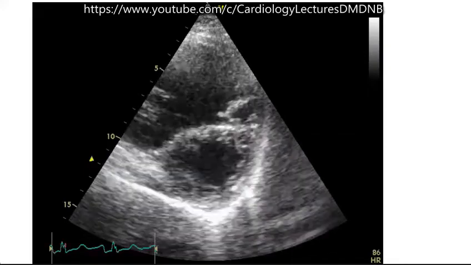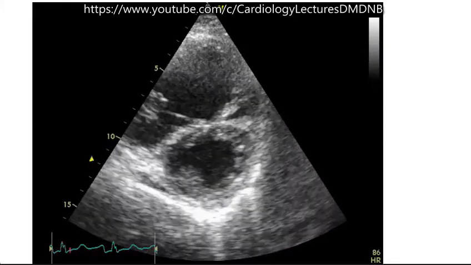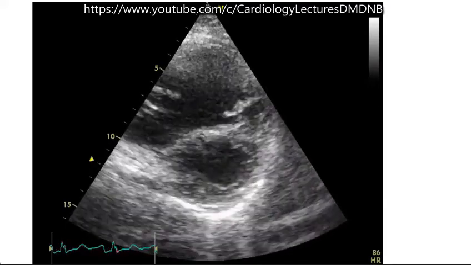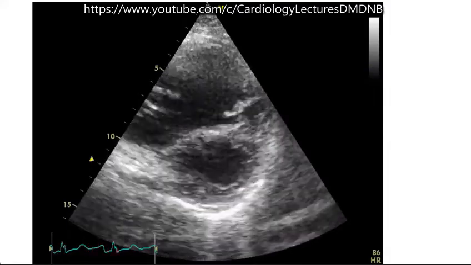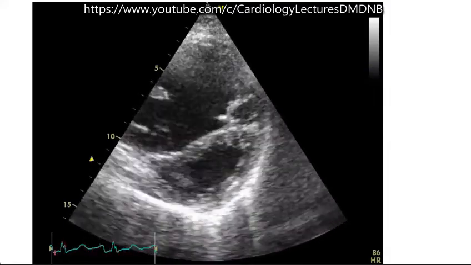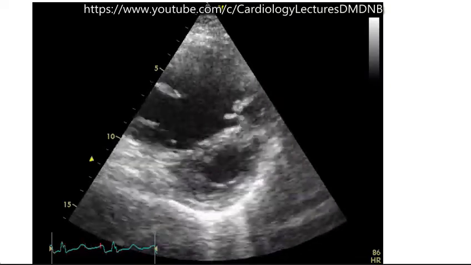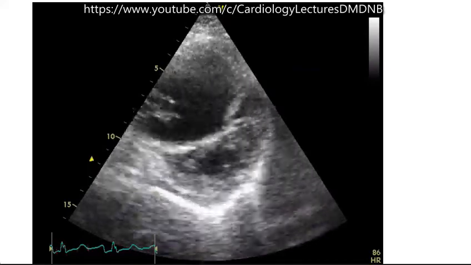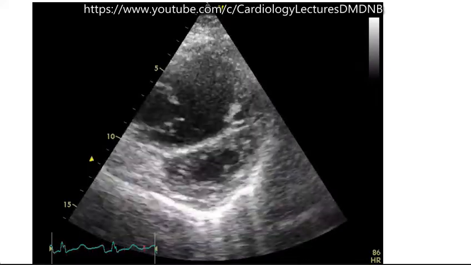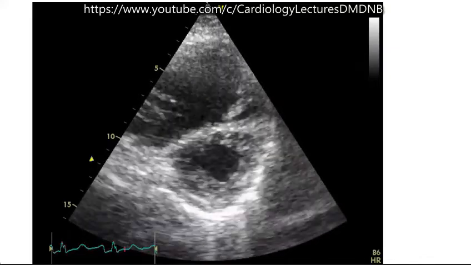Diagnosis. Interventricular septal bounce, septal bounce. What else? The D-shaped septum with RV dilatation. You're right. It is D-shaped.